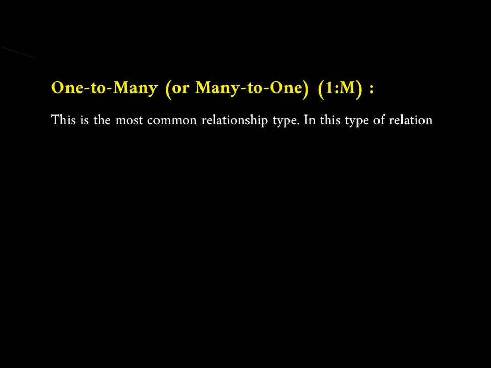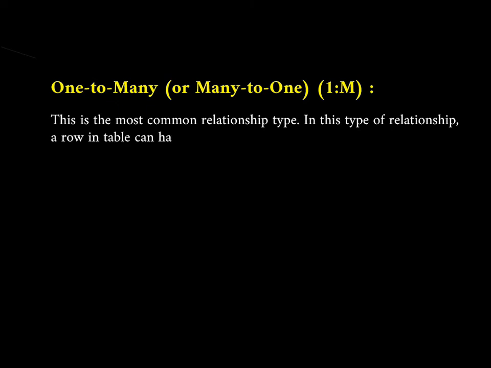So let's see the next relationship, one to many, or many to one. So this is the second relationship in the database, and this is the most common relationship type. One to many is the most common relationship type.